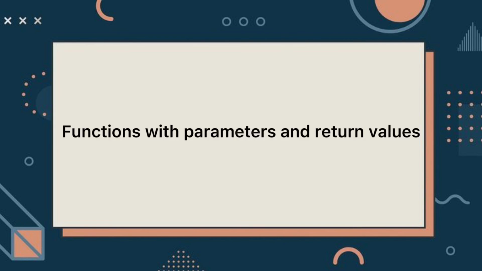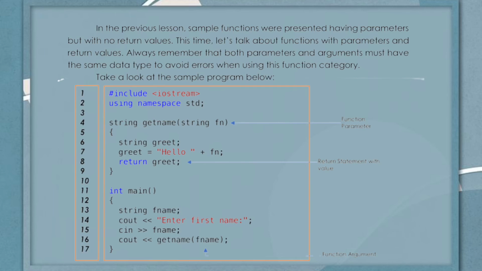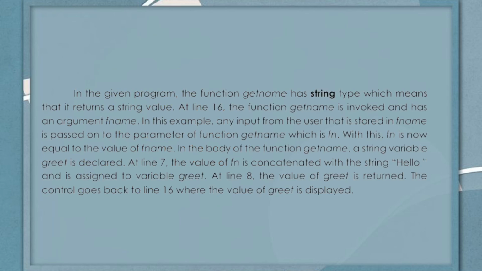Functions with parameters and return values. Always remember that both parameters and arguments must have the same data type to avoid errors when using this function category. In the given program, the function getName has string type, which means that it returns a string value.